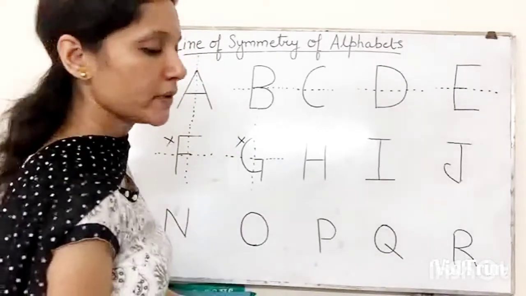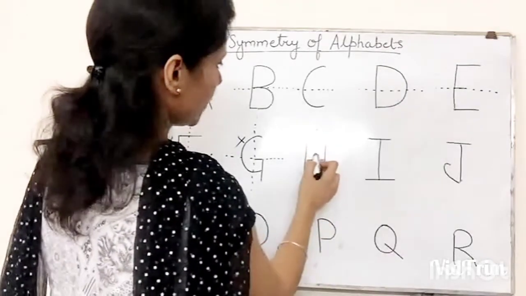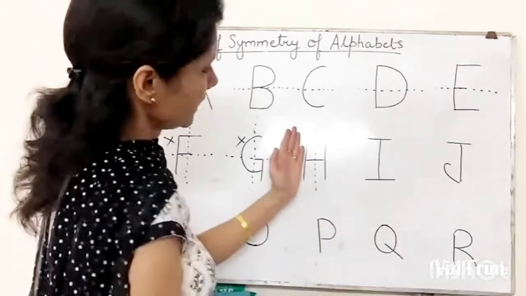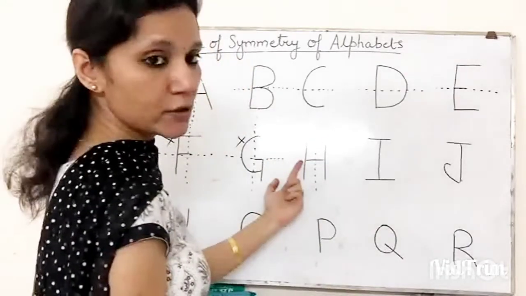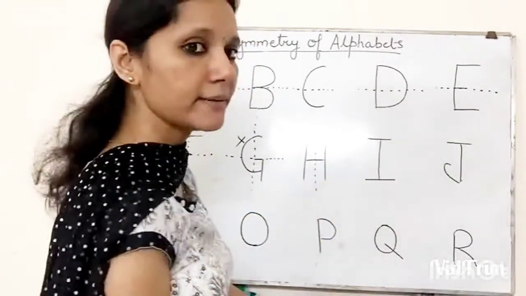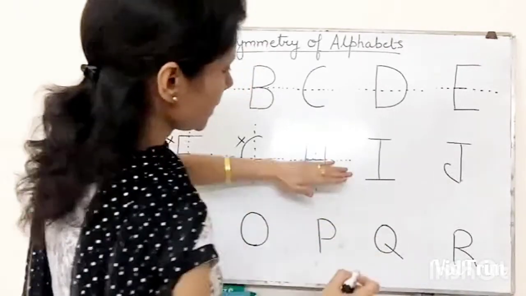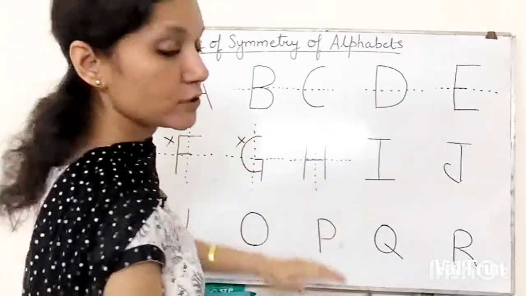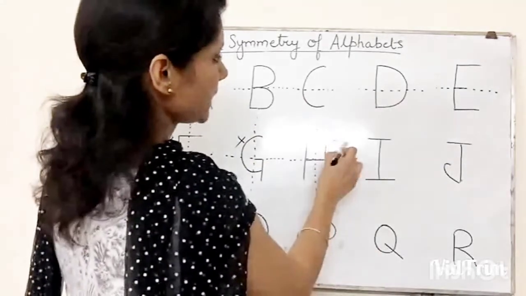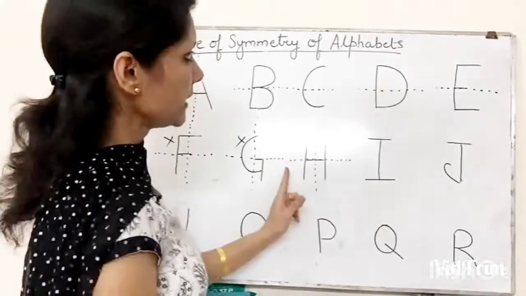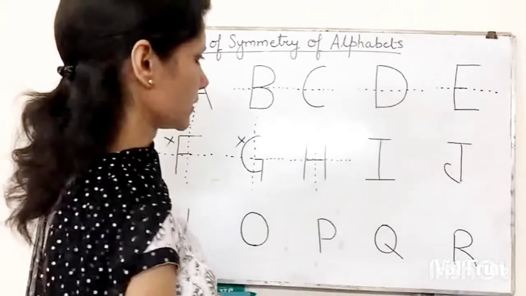Come to alphabet number H. Vertical line, see, if I fold this, whatever is present on the left would completely overlap the right side. And similarly, horizontal line of symmetry, whatever is present on the top is also present in the bottom. So it has two lines of symmetry, vertical as well as horizontal.